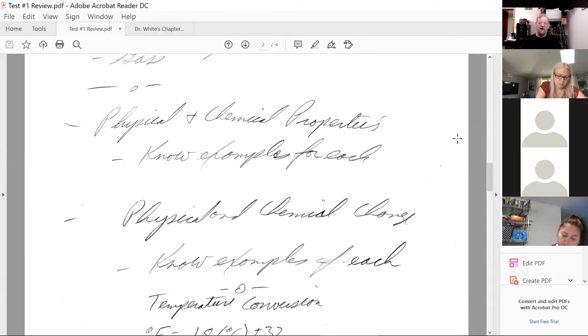If you boil water, and you shouldn't do this, but you come back and the pot is empty, don't, because you can burn down your house. But what happens when you boil water, and I'll teach you more later in the semester, it goes from a liquid to a gas. That's a physical change.